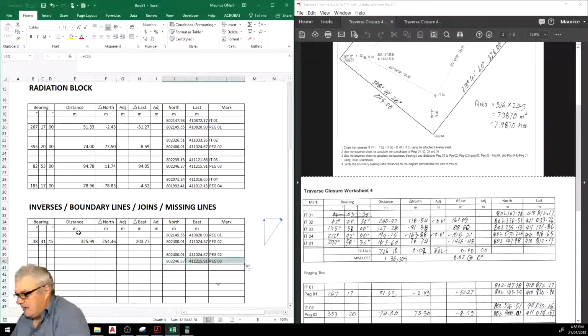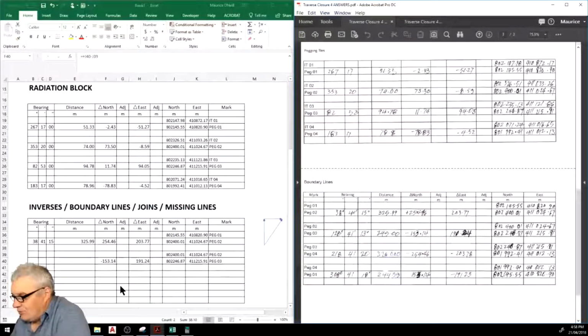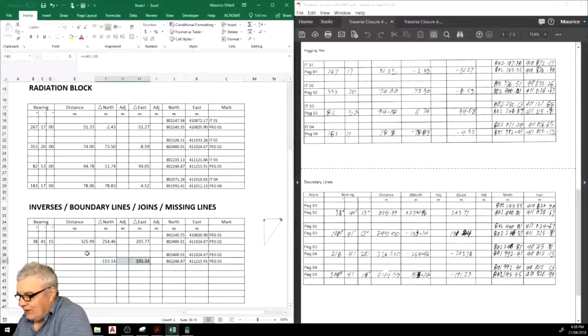Now, one of the beauties of spreadsheets, of course, is you can just copy these down here because it's going to do exactly the same. And there we get minus 153.14 here and 191.24. And this here is going to be exactly the same as well. Okay.